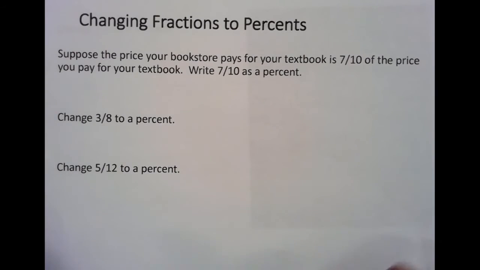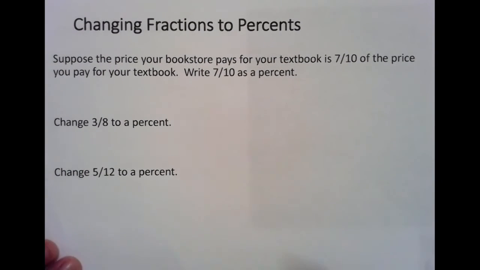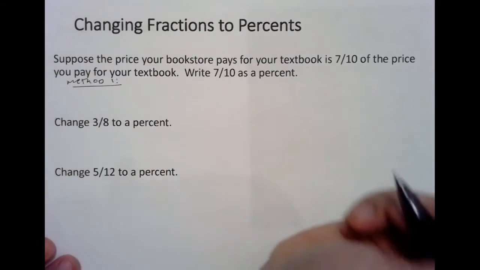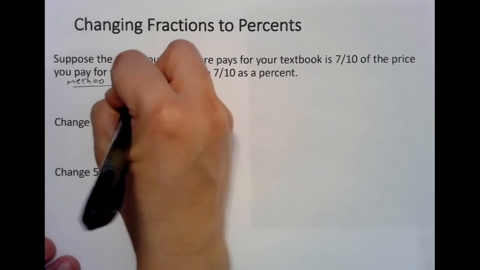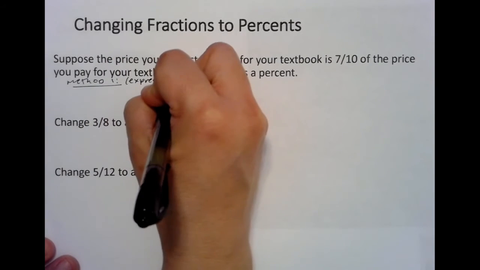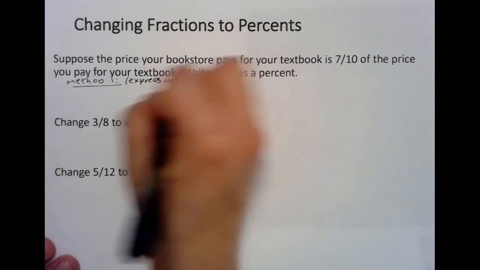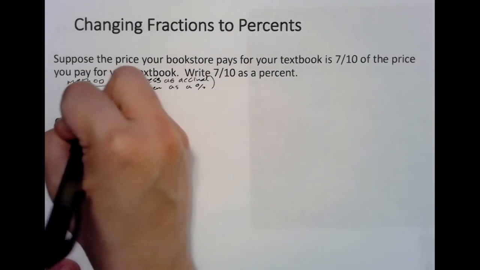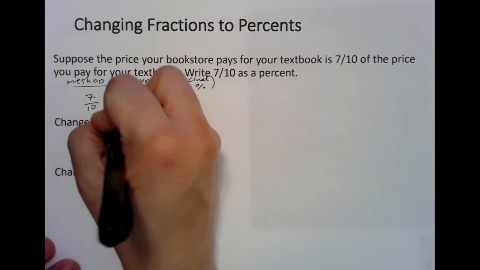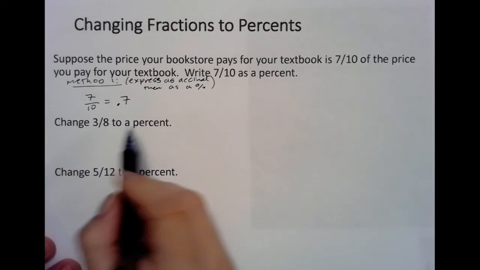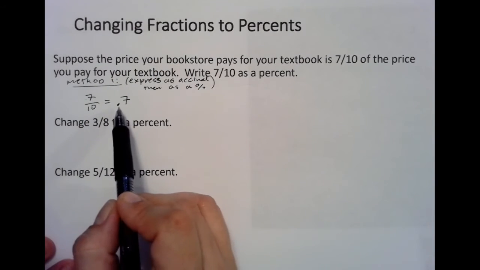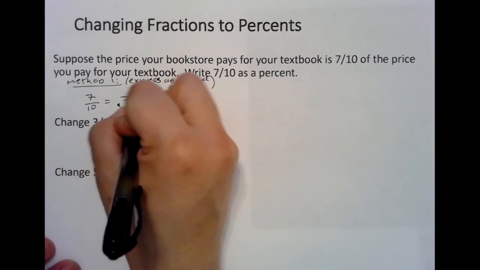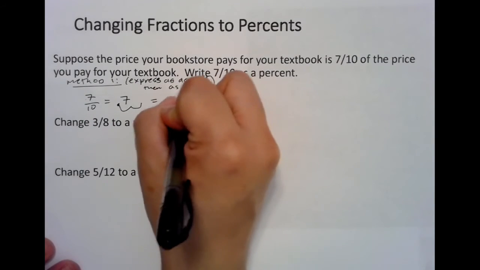Method 1: we can express it as a decimal and then change to a percent. So 7/10 is literally 7 in the tenths place, so these two are equivalent. Now that we know this is 0.7, to change that to a percent, we move 2 decimal places over. So that becomes 70%. All right, so that's method 1.